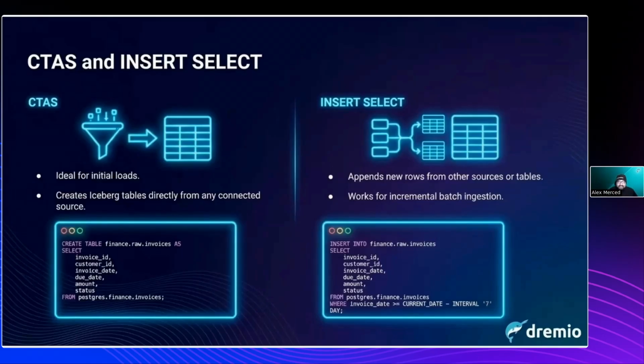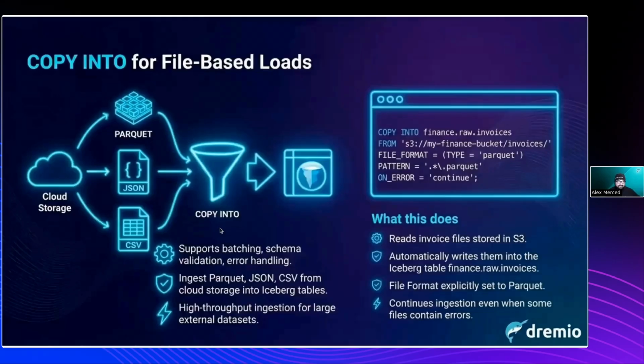But the idea is with insert, select, and CTAS, you can just take the query of another Dremio source, which can be things again like Snowflake, like Postgres, like Mongo, and move that directly right over to an Iceberg table. So anything that can connect to Dremio now becomes something that's easy to move over to Iceberg. Copy into is more for when you have files on your data lake.